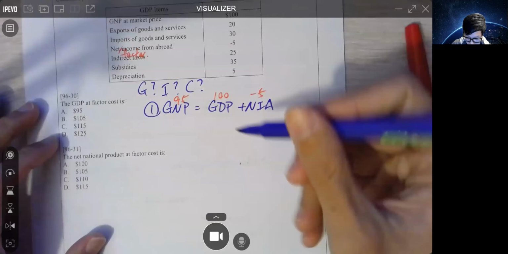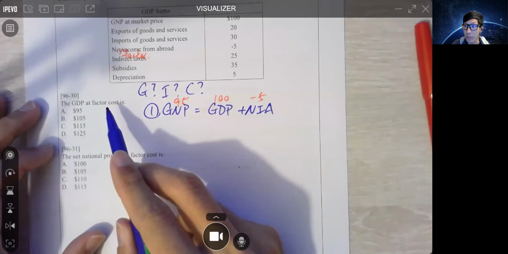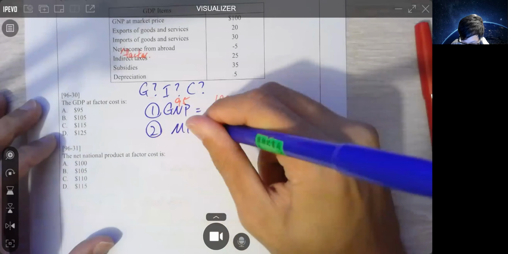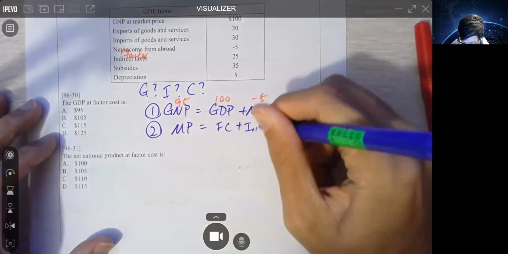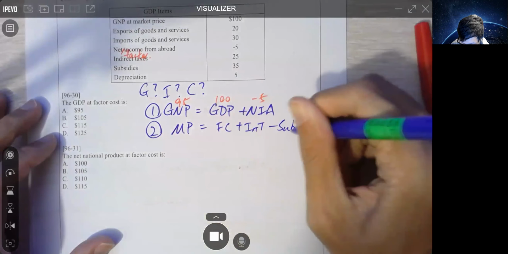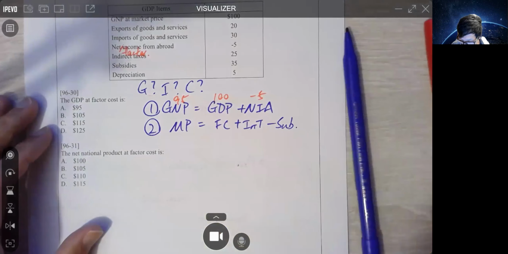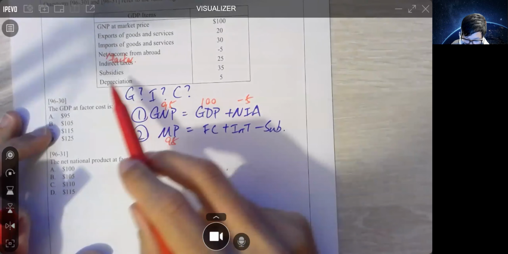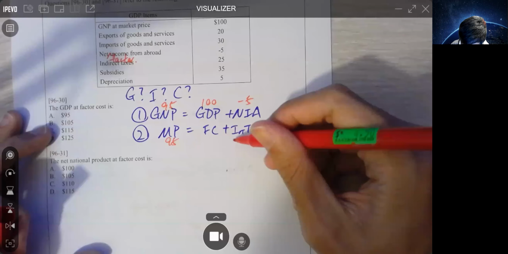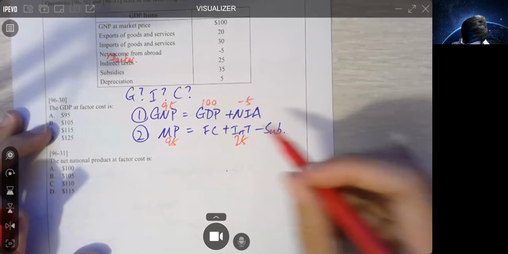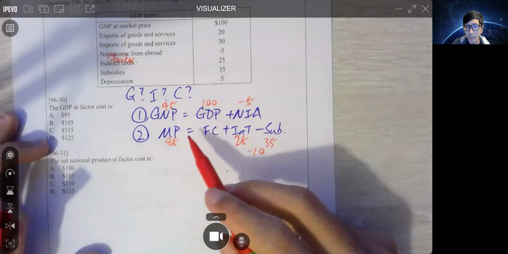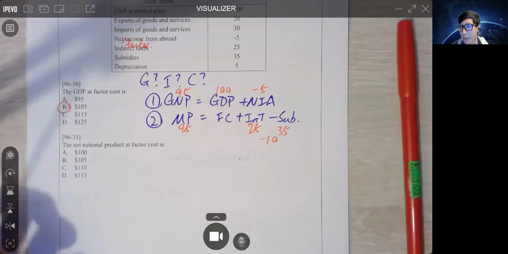Okay. Now, second step, we have market price, but we are asked about the factor cost, right? So second step, market price equals to factor cost plus indirect tax minus subsidy. Okay, this is what we have, right? Now we know market price is 95. Then let's start looking. Indirect tax 25. Subsidy 35. Now, which means here will be negative 10, which means factor cost should actually be 105 here.